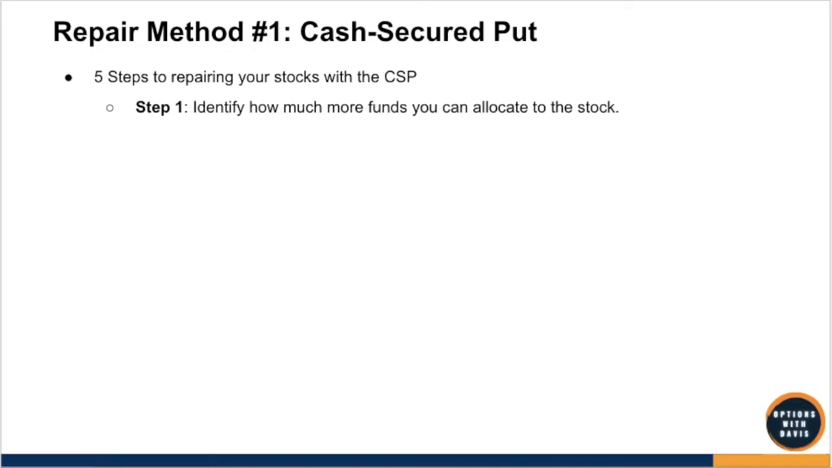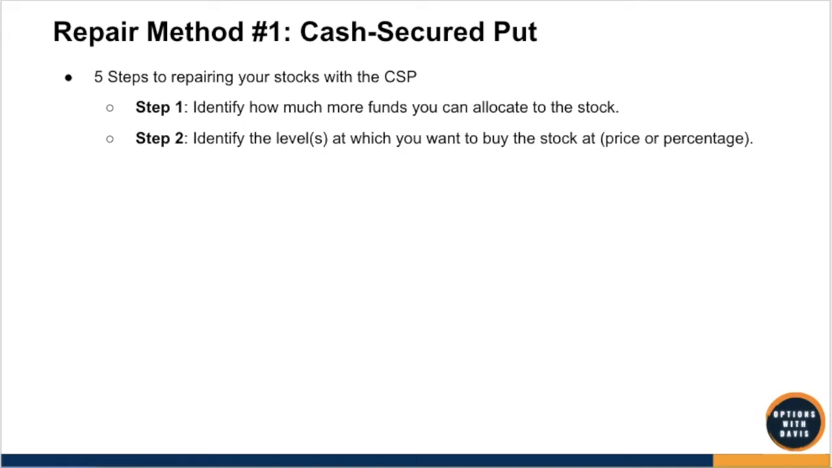Okay, so here are 5 steps to repair your stocks using the cash secured put. Step 1 is to first identify how much more funds you can allocate to the stock. Again, very important. Money management is very important. You don't want to put yourself in a position where you do not have enough money to fulfill the assignment of the shares, and then your broker may have to liquidate your position and you have to cut loss when your intention is to hold on to the stock.